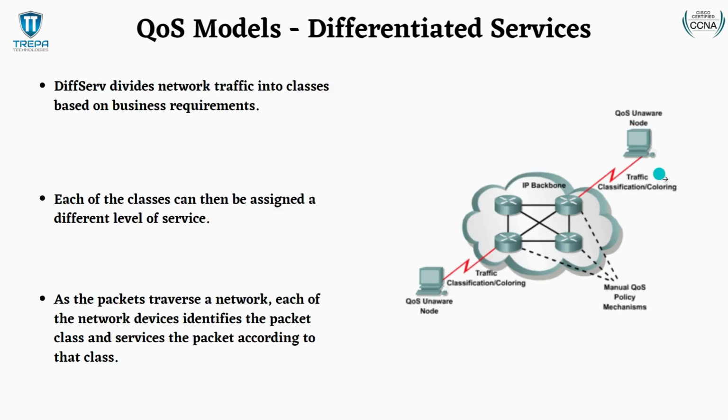Now going into the model that we're going to deep dive into, the differentiated services model, or DiffServ. So this is where we as network engineers and administrators look at our enterprise, look at our topologies, and now we're going to classify traffic based on our business requirements in case there's congestion on the network.